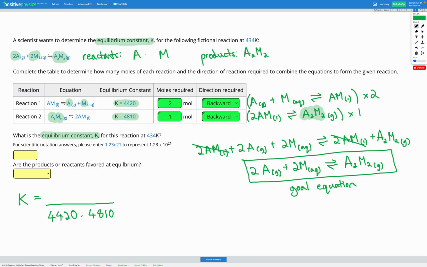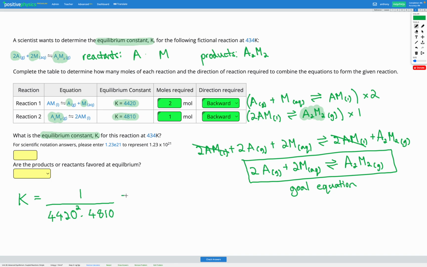However, we also need to include the number of moles of each. And the way we include that is that it's to the power of. So for step 1, 4420 was the equilibrium constant, and we've got 2 moles of that. So it's going to be 4420 squared. For 4810 for reaction 2, we only needed 1 mole of that. So that's going to be to the power of 1. But remember, to the power of 1 is the same as the thing itself, so we don't need to include to the power of 1. And then the top of our fraction is just going to be 1 because we don't have any reactions going forwards, so we don't have any equilibrium constants up there.